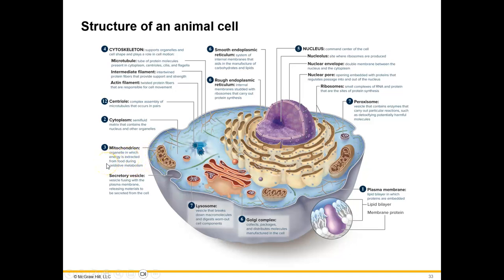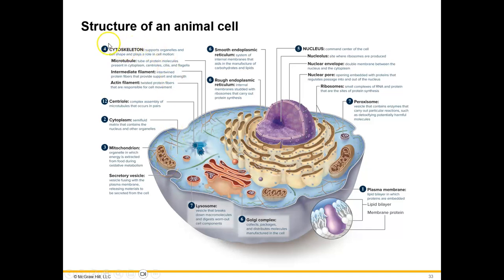This is the organelle in which energy is extracted from food during oxidative metabolism. So you might have seen that meme of, I don't know much about biology, but I know mitochondria is the powerhouse of the cell. Well, this is the little guy that we're talking about with that. And that's because any amount of energy that we're getting from any food that we've ingested is going to be achieved by the processes that happen in the mitochondria. That's where we actually get the energy from our food sources.